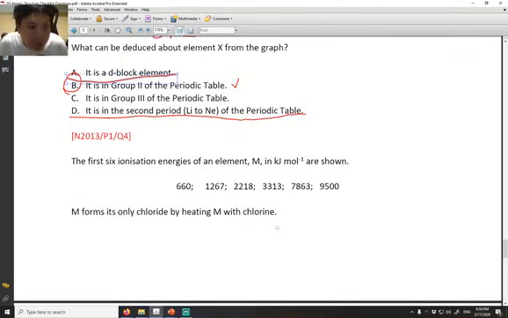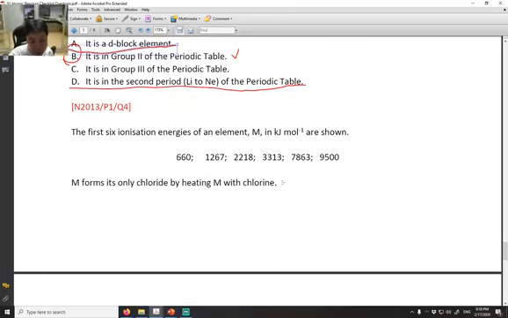Okay, so the first 6 ionization energies of an element M, in kilojoules per mole, are shown. M forms its only chloride by heating M with chlorine. Again, the important thing is to figure out the increase in the ionization energy from one to the next, and to decide where the big jump is. From this to this is like 607. From this to this is what? Let me see, 951. I'm just doing this off my head, so hopefully it's right. 951.